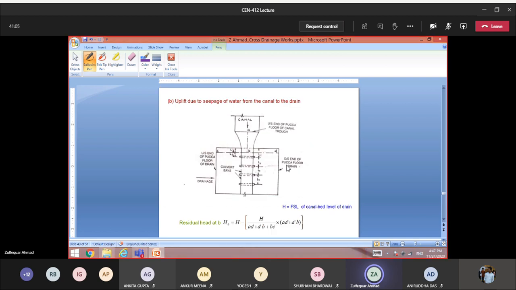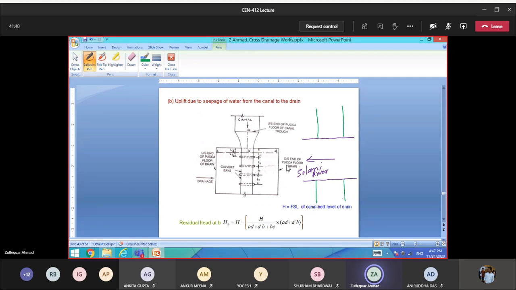Now, just to visualize, let me draw here. The drain is this in the plan. And I'm taking the example of the Sulani Aqueduct. So this one is the Sulani River. And this is a crossing of the canal. So let us say the canal is coming like this.